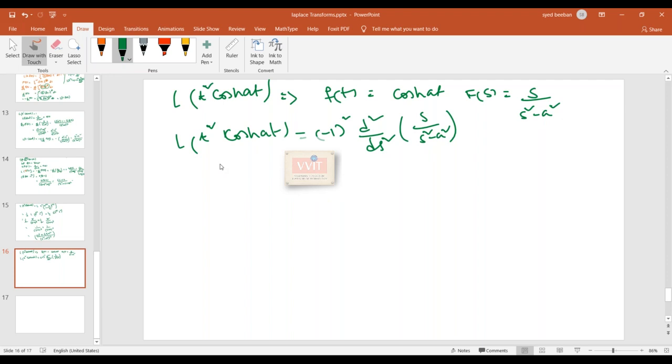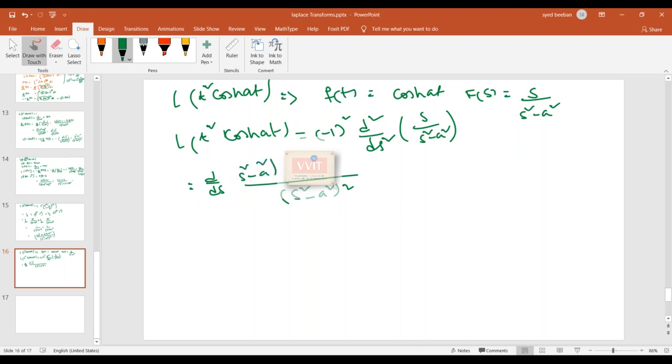This can be simplified, which is equal to here. Minus 1 whole square is plus 1, no issues at all. I cannot differentiate twice at a time. So one time d by ds of s by s square minus a square, denominator s square minus a square whole square, numerator s square minus a square.